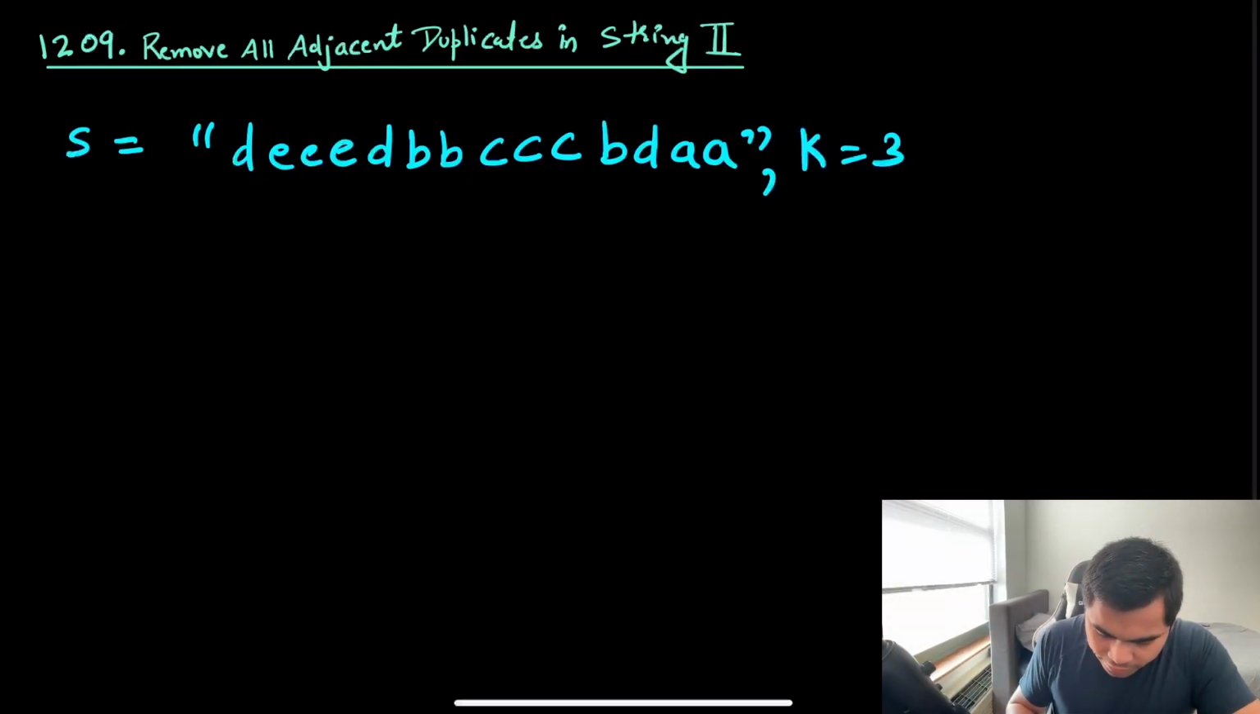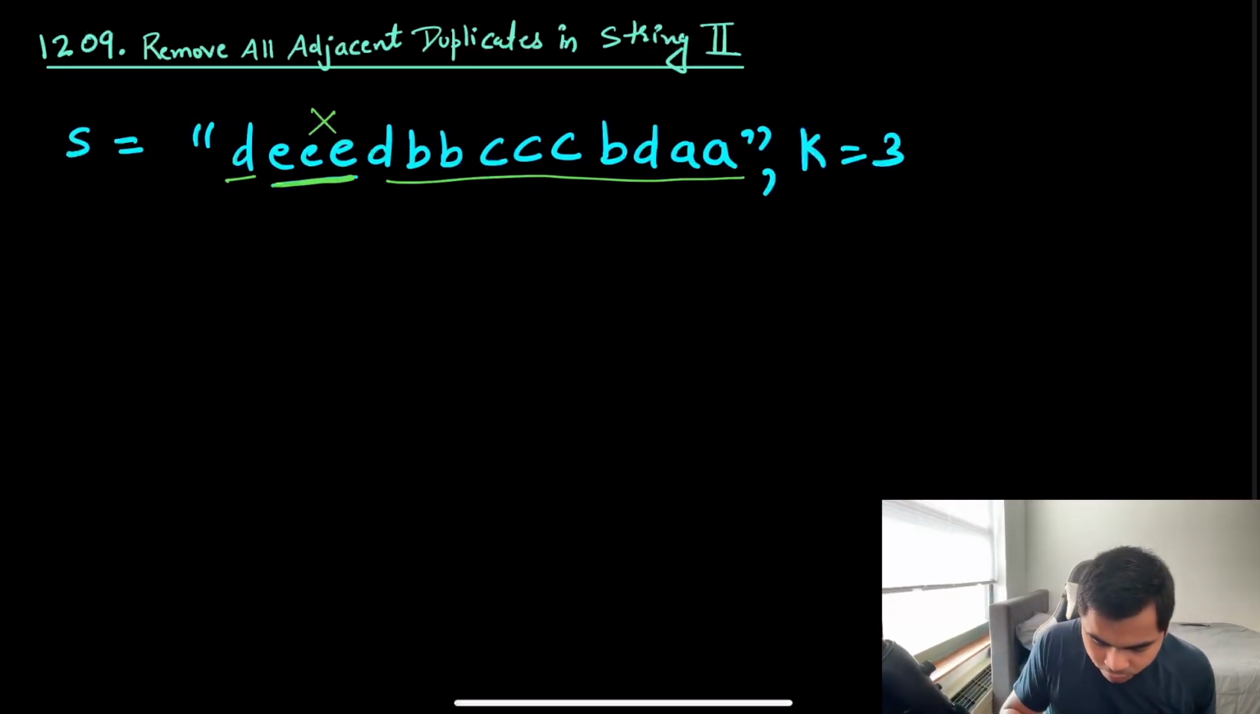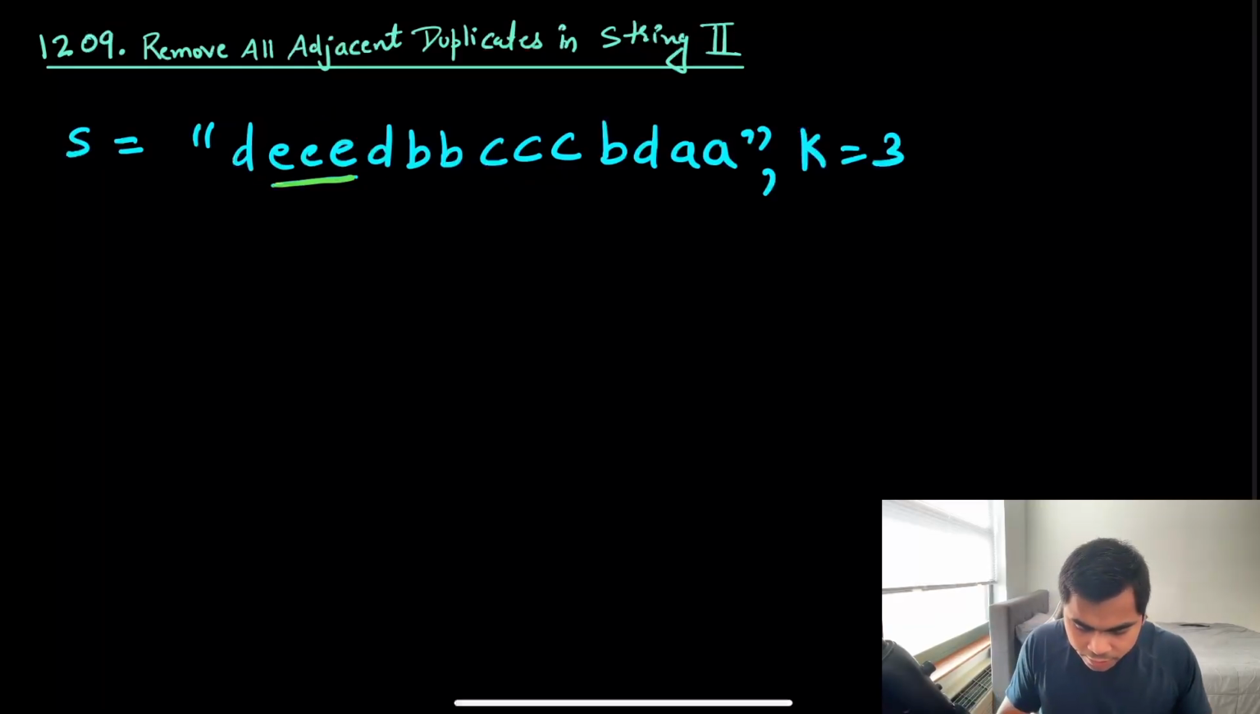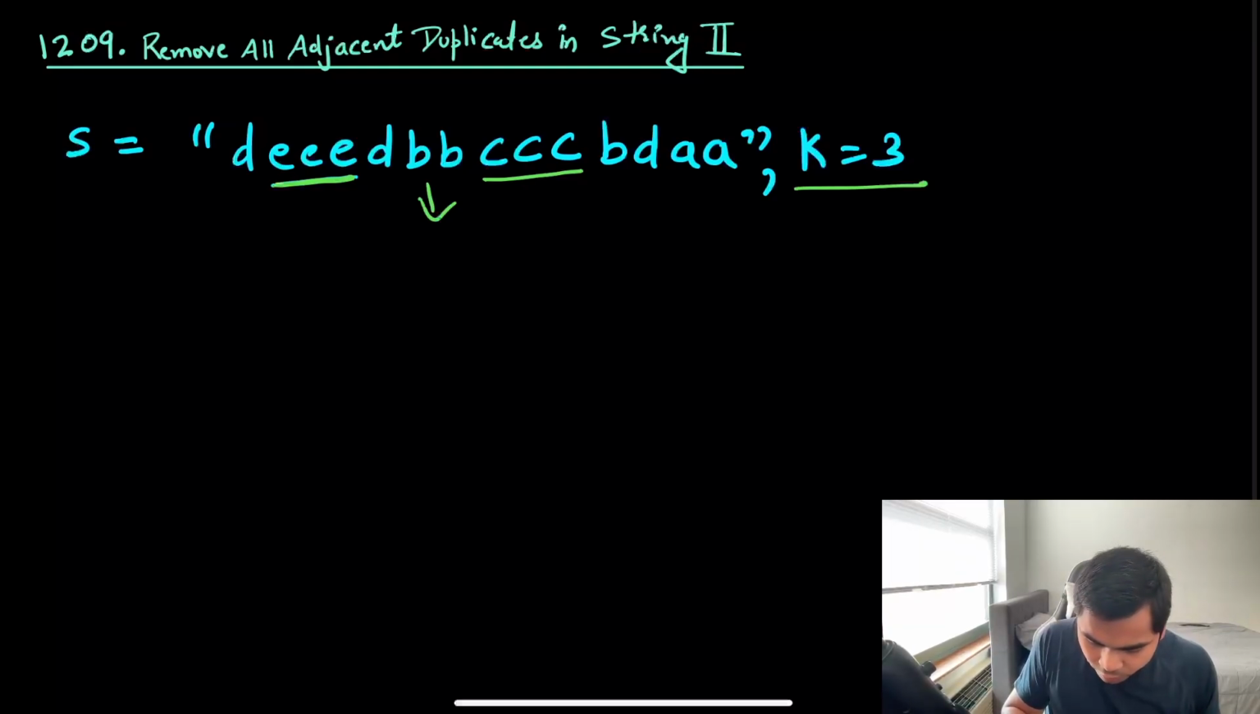In this case, we see triple E right here. This is the triple E that we can remove, and after removing it we join the remaining left substring and right substring. That's one way of doing it, but let's delete all the occurrences in one go. Whatever has count 3, and we see C also occurs 3 times, which is k. After we remove all of those, we get D, B, B, B, B, D, A, A.